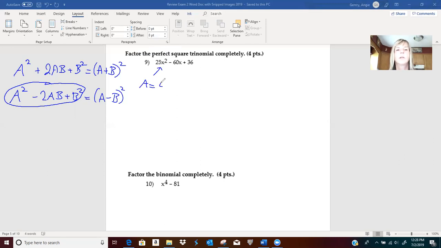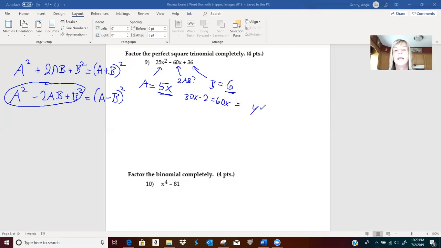Well, if you square 5, you get a 25, and if you square an x, you get an x squared. So a is 5x. And then you would say, well, is this something squared? 36. Well, yeah, that's 6 squared. So b, the thing that you square, would be 6. Not 36, but 6. And then you ask yourself, is this 2ab? So I tell students, take the a times the b and then double it. You get 30x. 30x times 2 is 60x, true.